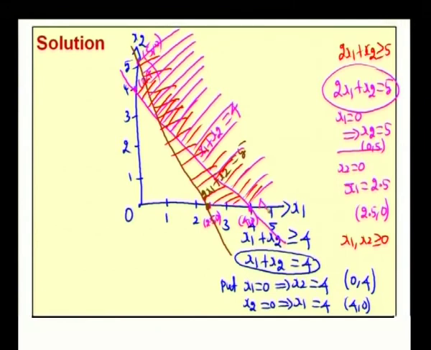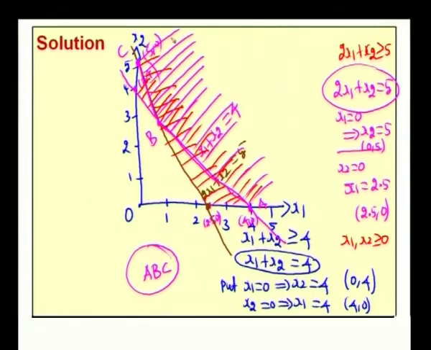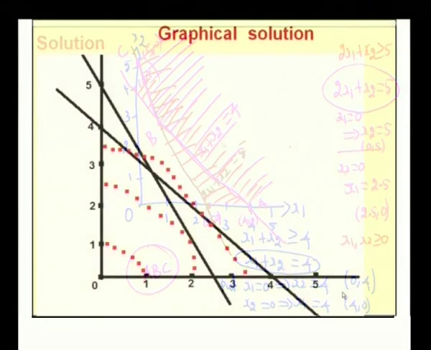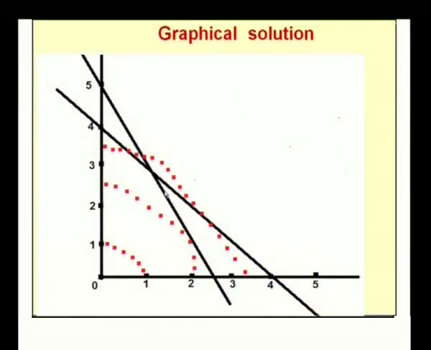We denote this point as A, this point as B and this point as C. So, the unbounded area ABC, the area above this line, is our feasible region. Now, in order to find the optimum solution for the given nonlinear programming problem, we have to consider this unbounded region. The graph can be drawn clearly.